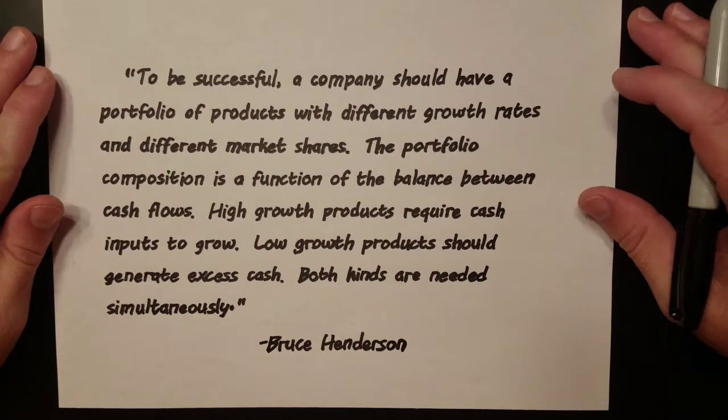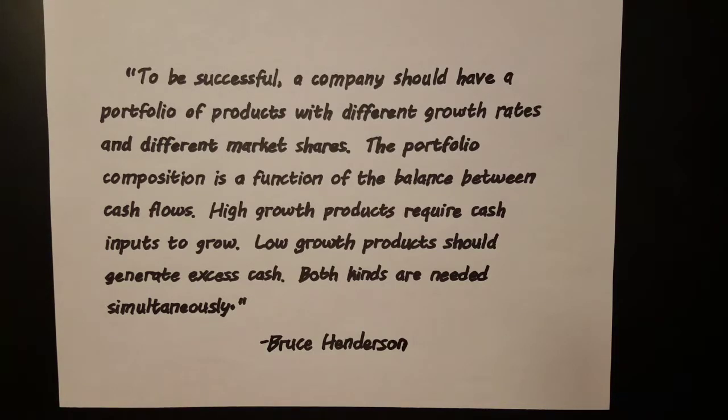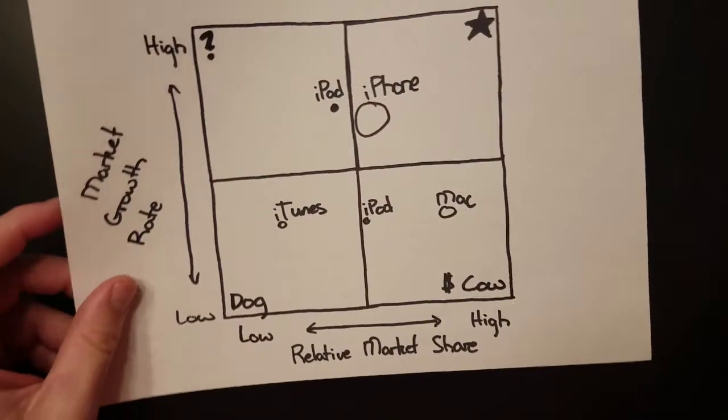One way to do this is by using a system created by Bruce Henderson, who stated, "To be successful, a company should have a portfolio of products with different growth rates and different market shares. The portfolio composition is a function of the balance between cash flows. High growth products require cash inputs to grow. Low growth products should generate excess cash, but both kinds are needed simultaneously." He created a chart for the Boston Consulting Group known as the Growth Share Matrix.